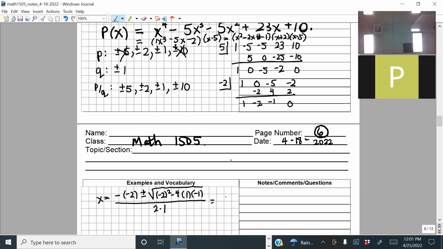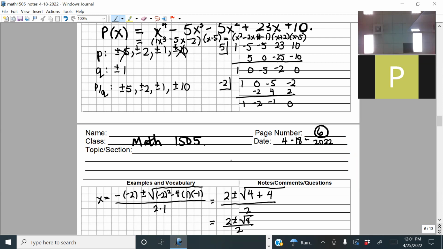So I get minus a -2, that's +2, plus or minus the square root of -2 squared, which is 4. But now what's this second term here? -4 times 1 is -4, times -1 is +4. So you get 4 plus 4 under the radical, and that's a positive number. That's good, because we can take square roots of positive numbers. So we do have 2 other roots. They are 2 plus or minus the square root of 8, over 2.